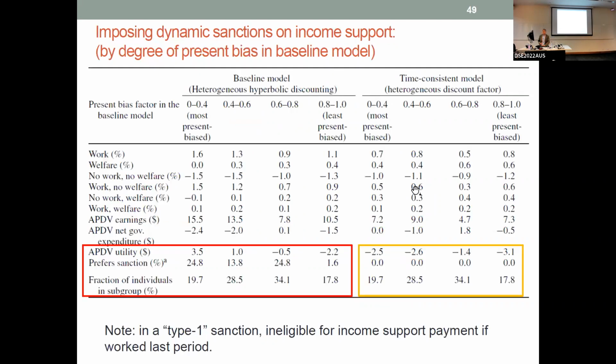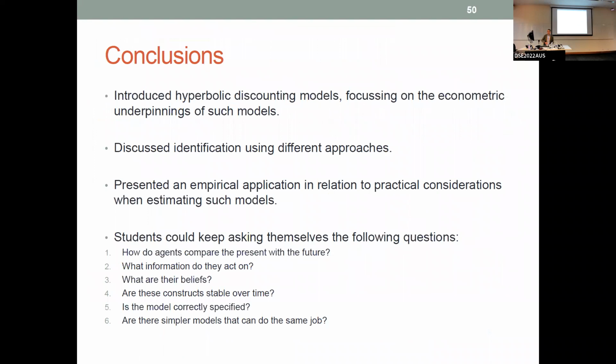Okay, so are there some extra results by heterogeneity? You get the baseline model with different people with different discount factors, and then you just group them, to see whether people who are more present biased would have a higher proportion of preferring the sanction regime over no sanctions. Okay, so I'll stop here.